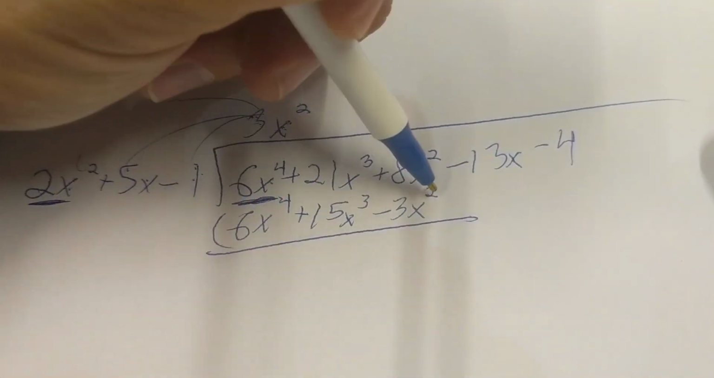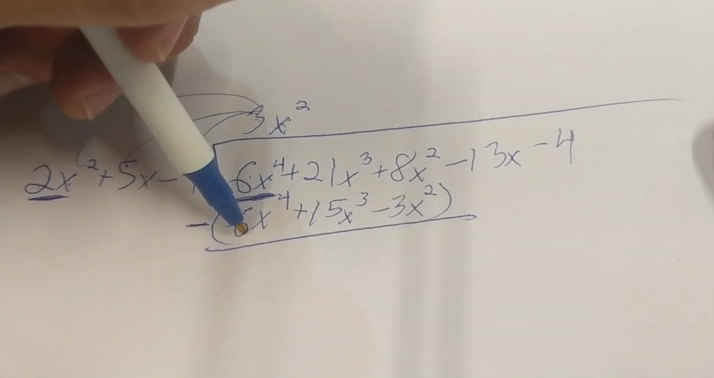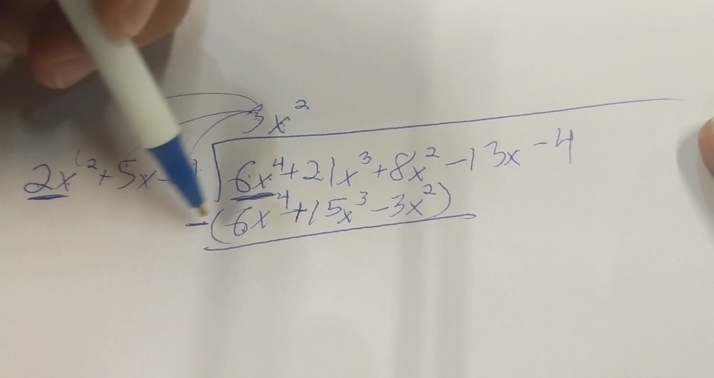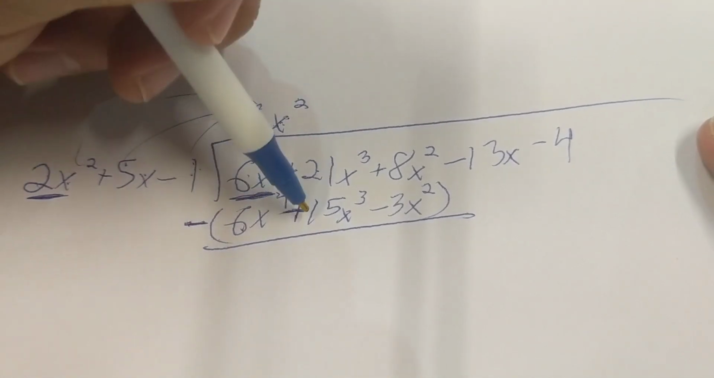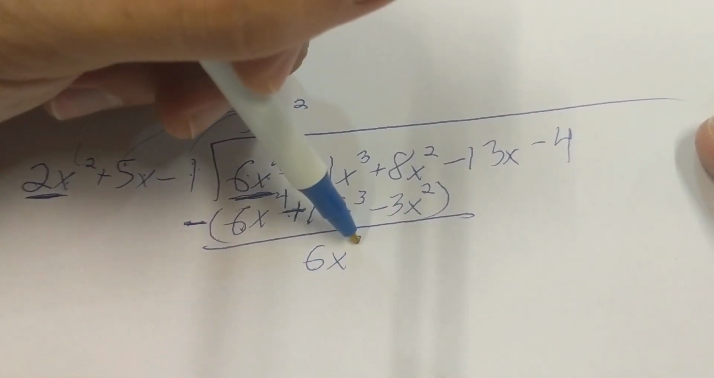Minusing that like we do. Watch out for those sign changes. 6 minus 6 is gone, as it should be. This is 21, and it looks like plus 15, but we're minusing it, so it's always opposite of what it looks like. So that's a minus 15. 21 take away 15 is really a 6, x to the 3.